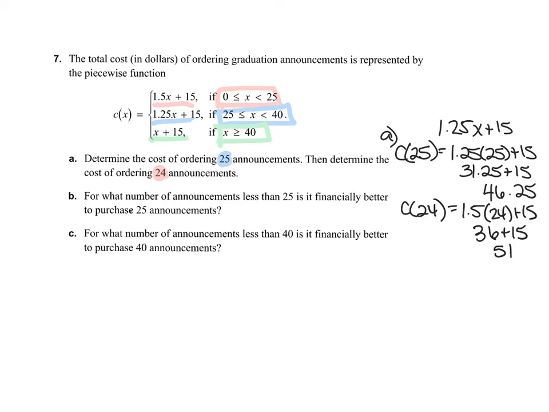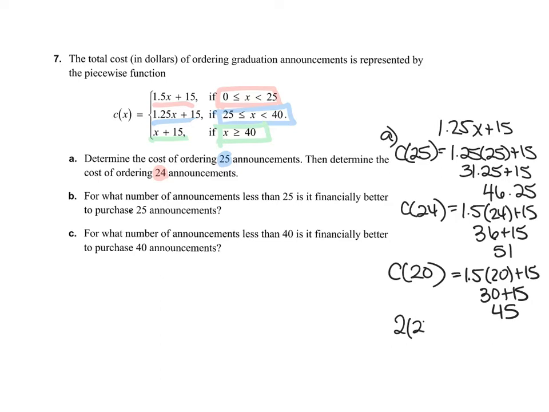For B, it says, for what number of announcements less than 25 is it financially better to purchase 25 announcements? So we know at 24, it's better to buy 25. Let's look at, say, 20. C of 20. I'm just picking a number less than 25 to see if it's less than 46.25. So that's 1.5 times 20 plus 15. Half of 20 is 10, so that's 30 plus 15 is 45. So it's cheaper to buy 20.